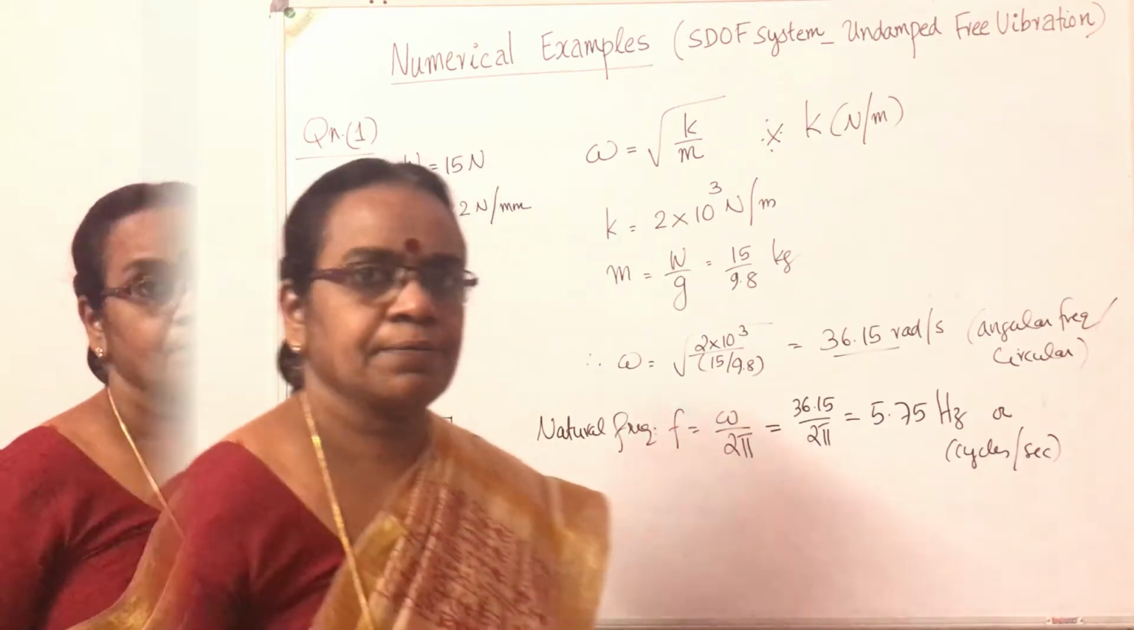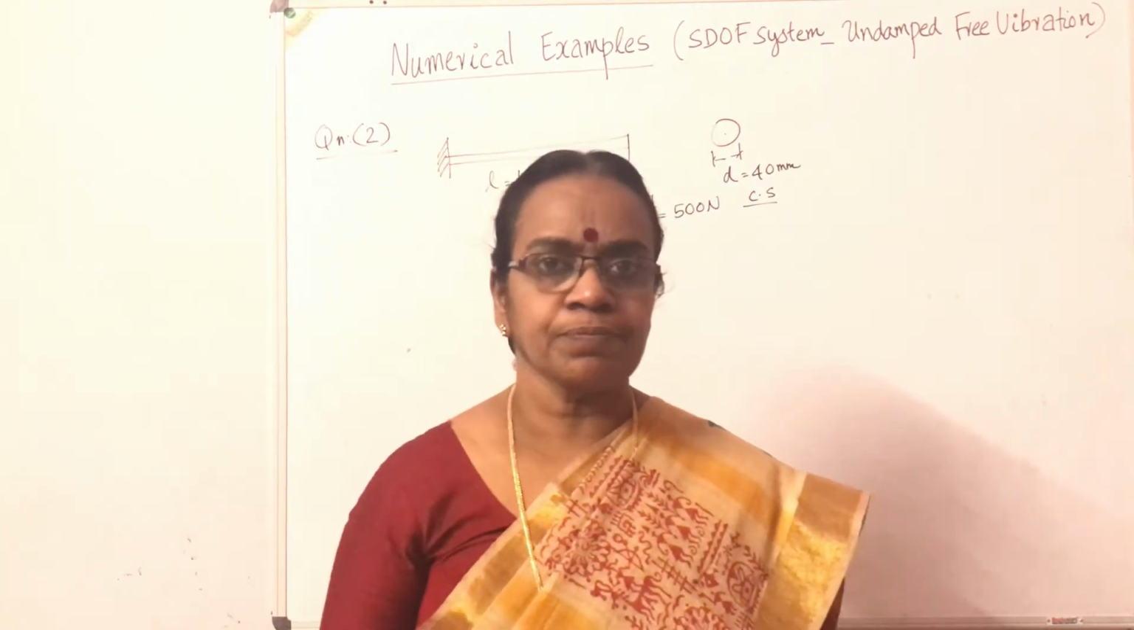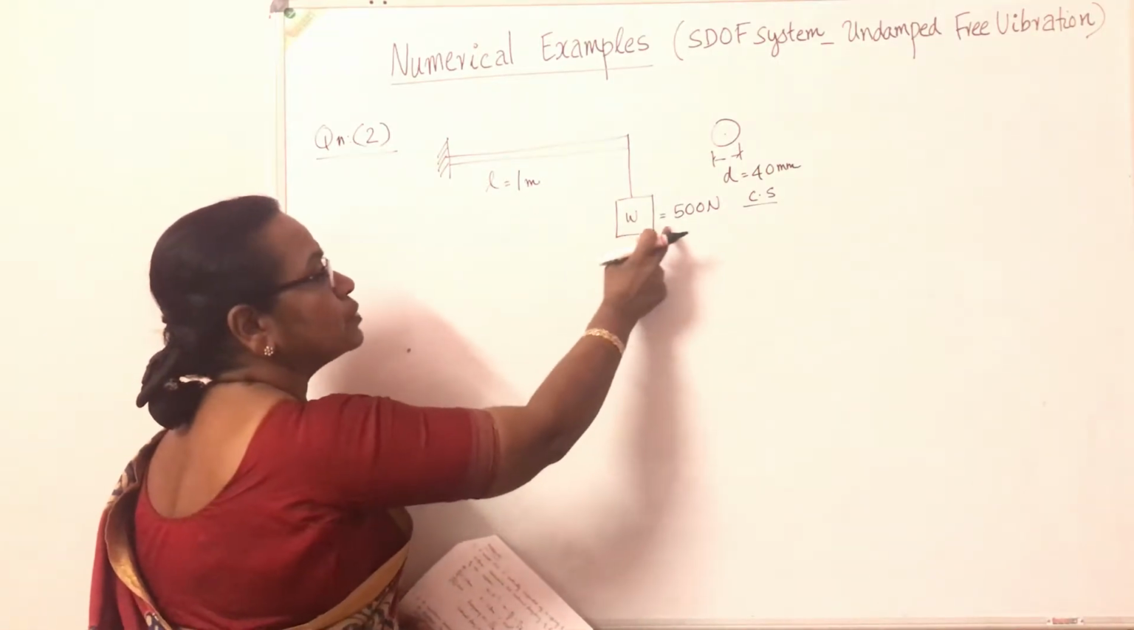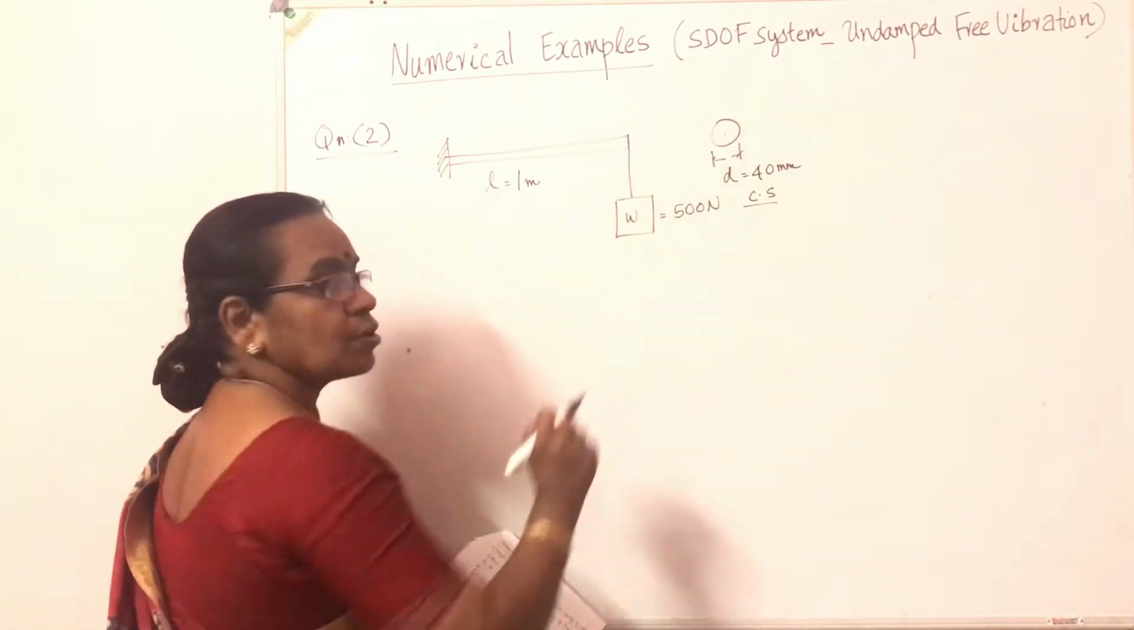Go on to the next question. Coming to question number 2, I'll read the question. A cantilever beam of span 1 meter supports a load of 500 Newton at free end. The cross section of the beam is 40 millimeter diameter, circular. Find the natural frequency of transverse vibration. So a cantilever beam of 1 meter span supports a weight of 500 Newton, with a 40 mm circular cross section.